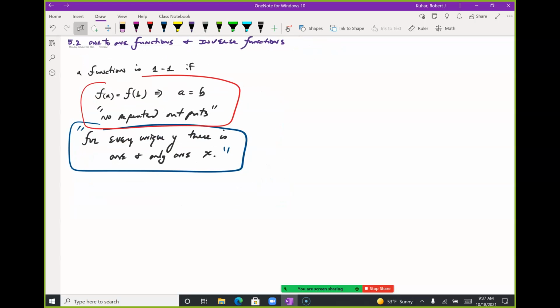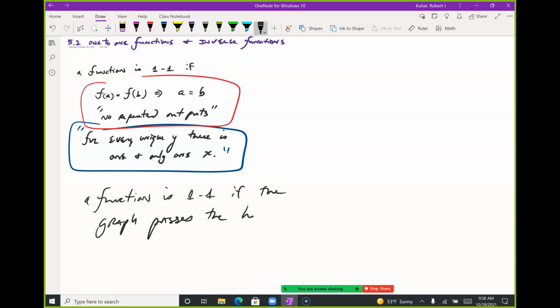So another way of saying this, a function is one-to-one if the graph passes the horizontal line test. When we needed it to be a function, it was a vertical line test, right? But if I switch x's and y's, it's hard to realize it but that vertical line becomes a horizontal line. A function is one-to-one if the graph passes the horizontal line test.